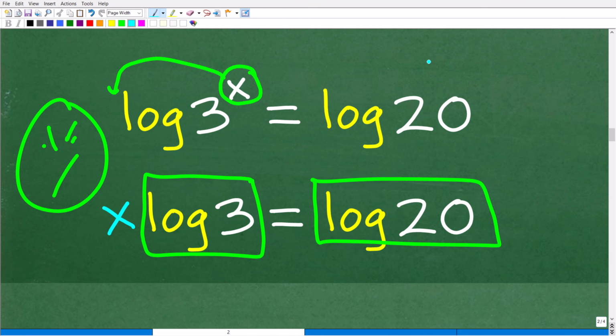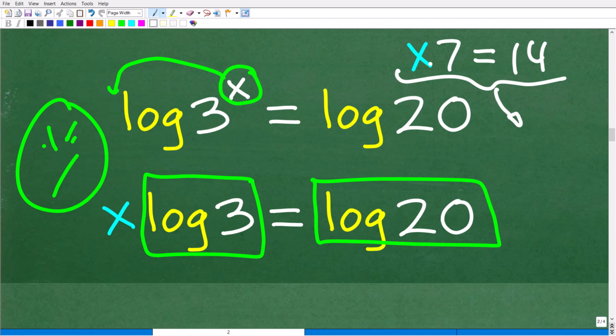So if you think about it, this is just x times some number, let's say 7, is equal to another number, like say 14. So if I had x7 is equal to 14, we don't write things like this in algebra, right? We put the variable behind. So this is nothing more than 7x is equal to 14. So to solve for x, I just got to divide both sides of the equation by 7.